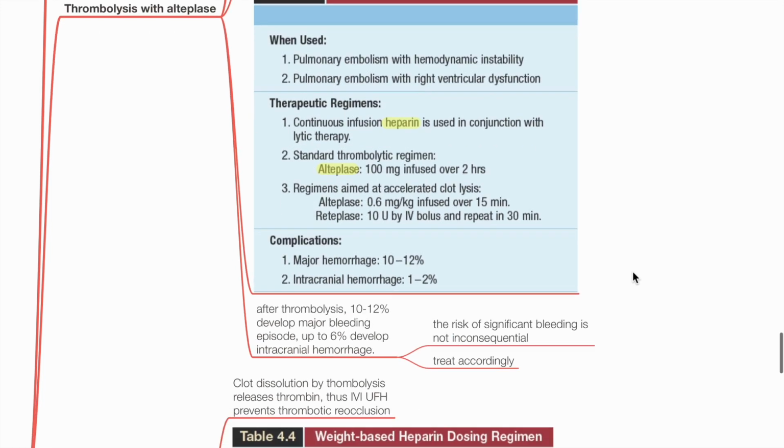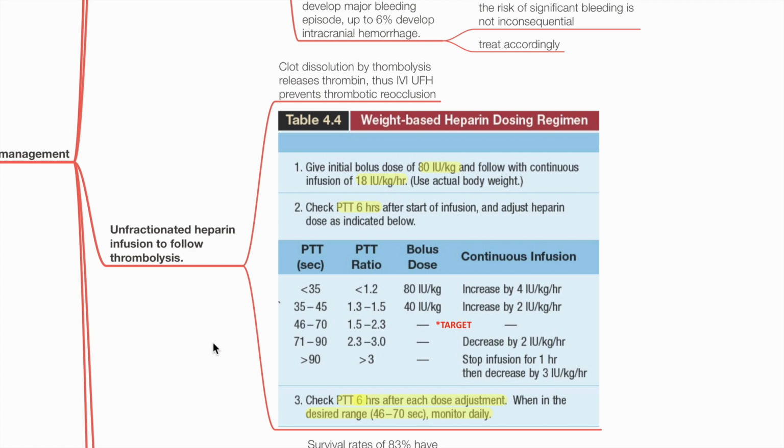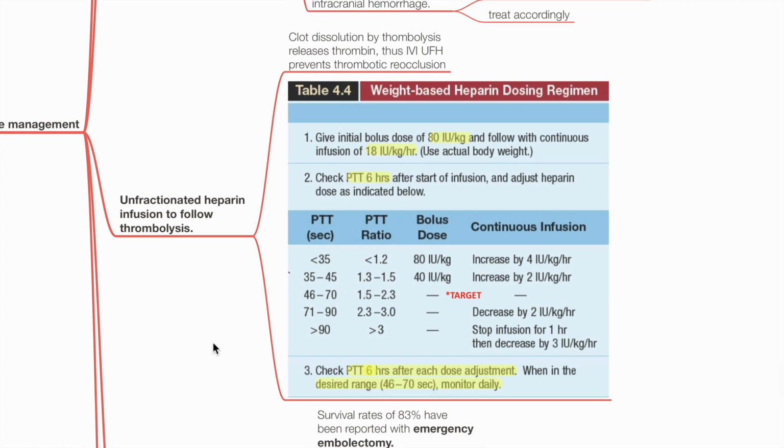Major hemorrhage may occur in 10 to 12%, up to 6% develop intracranial hemorrhage after thrombolysis. Unfractionated heparin infusion to follow thrombolysis. Clot dissolution by thrombolysis releases thrombin, thus IV infusion of unfractionated heparin prevents thrombotic reocclusion.